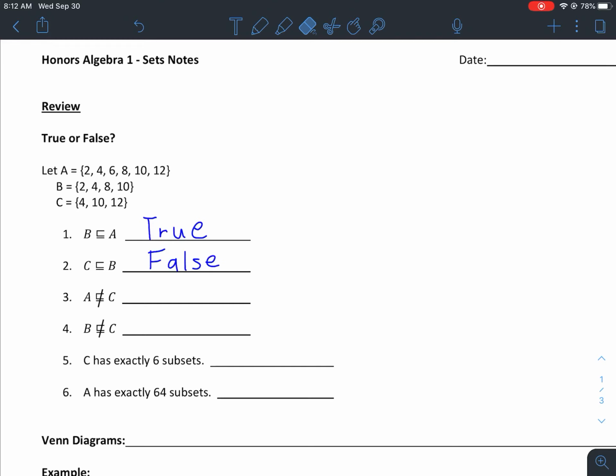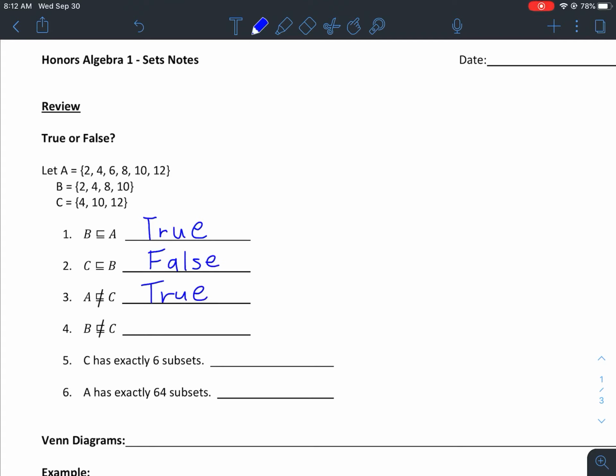Okay, next one we're looking at. A is not a subset of C. Since it has that line through it, that means is not a subset. So let's look at A. A has the elements 2, 4, 6, 8, 10, 12. And in order for that to be a subset of C, all of those would have to be in C, which is impossible because C only has 3 elements. So A is definitely not a subset of C. So therefore that is true.